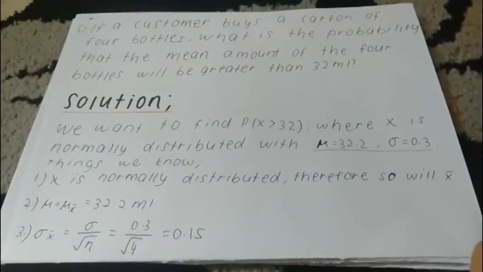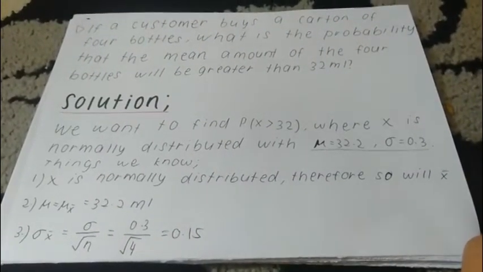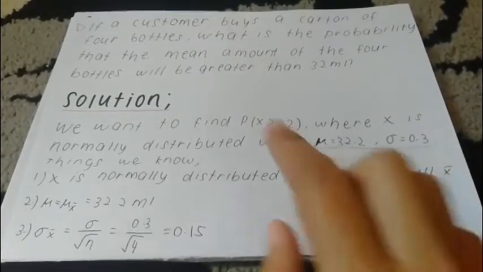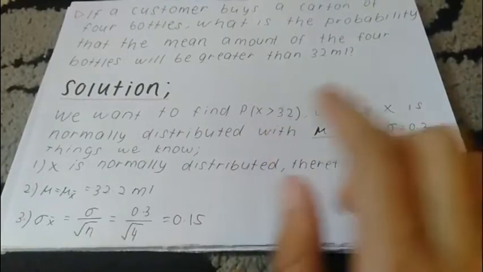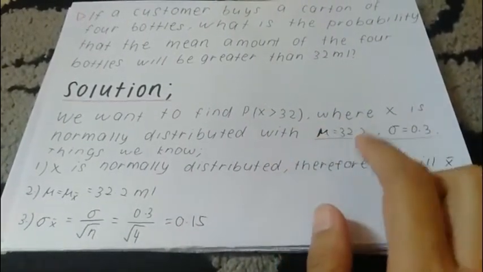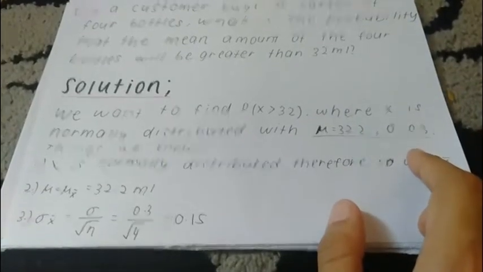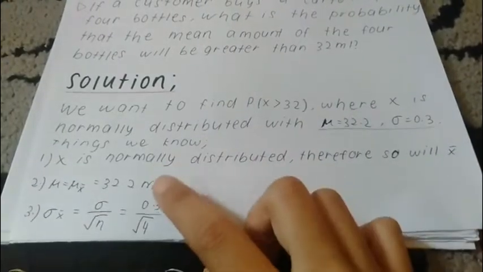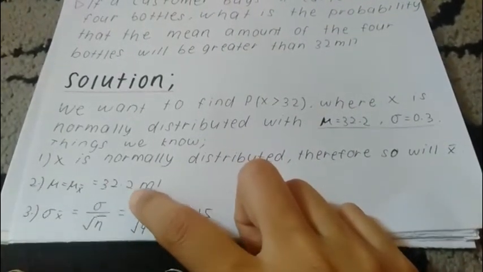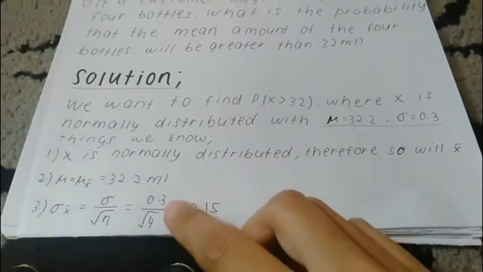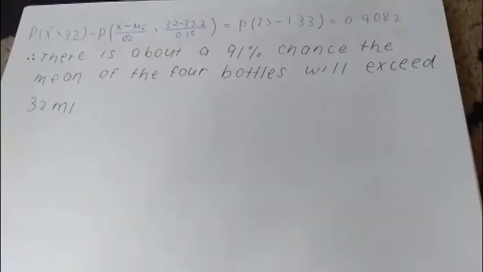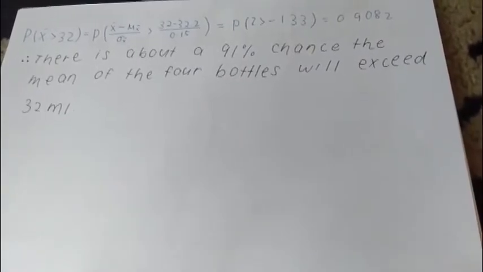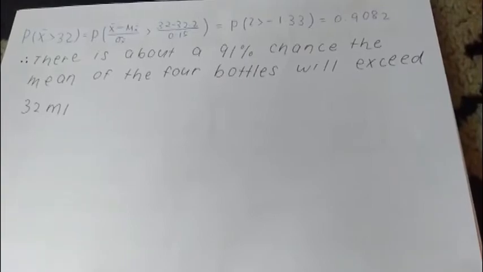The next question is, if a customer buys a carton of 4 bottles, what is the probability that the mean amount of the 4 bottles will be greater than 32 ml? This is the solution. We want to find P(x bar > 32), where X is normally distributed with mean 32.2 and standard deviation 0.3. We know X is normally distributed, therefore so will x bar. The mean of x bar equals 32.2 ml, and this is the standard deviation. Next, we insert the values into the formula and we get 0.9082. There is about a 91% chance that the mean of the 4 bottles will exceed 32 ml.